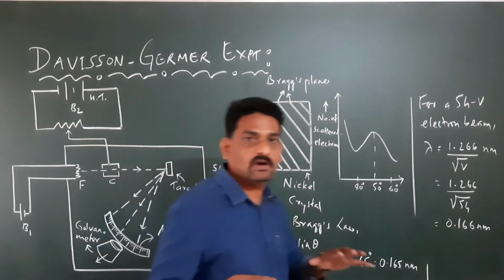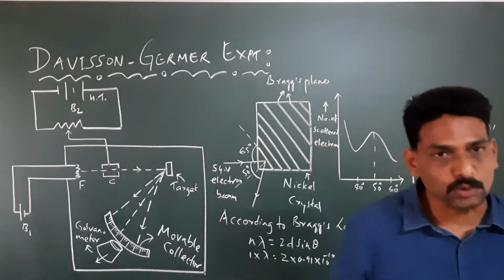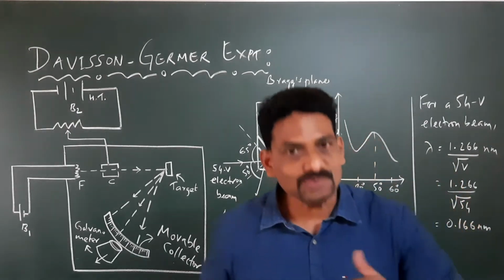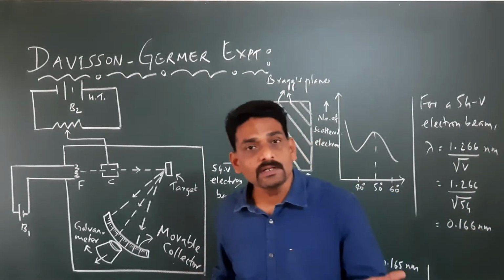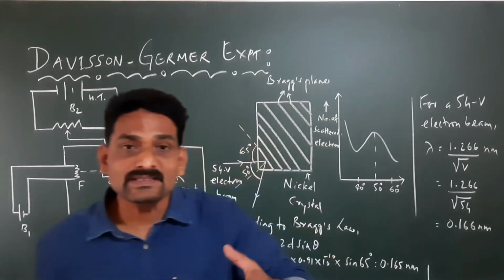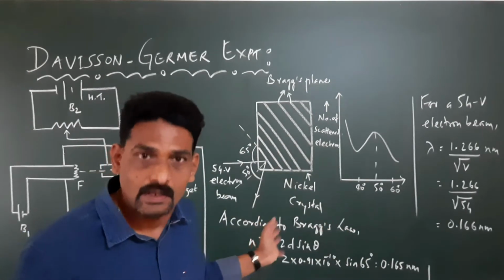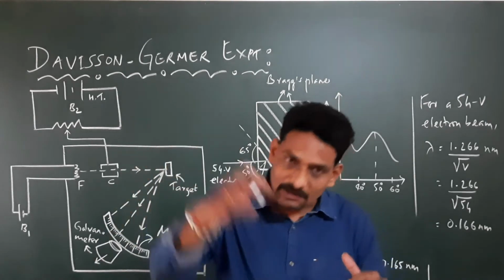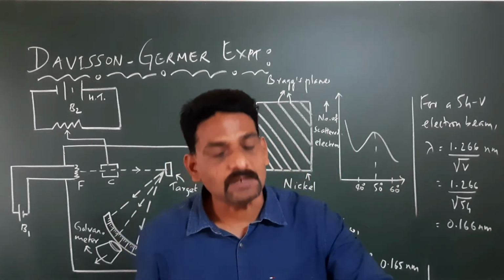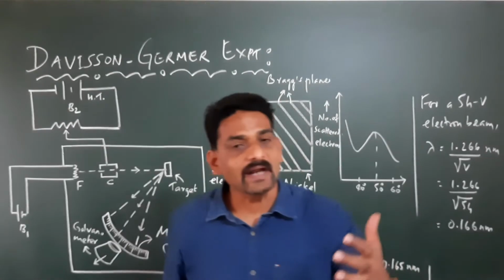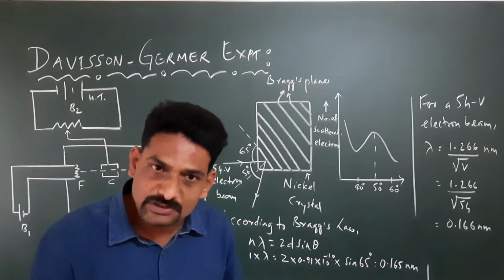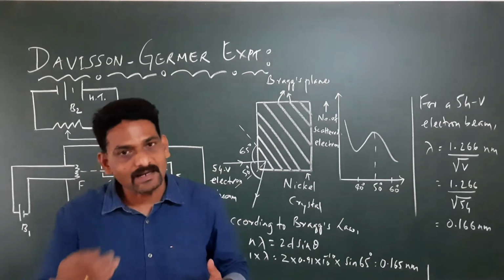Now what were the scientists Davisson and Germer trying to do? They were trying to scatter the electrons and measure the intensity of the scattered electrons. Actually, their aim was not to verify the de Broglie hypothesis. They were doing some other experiment. They were trying to scatter electrons of different velocities and measure the intensity of the scattered electrons.